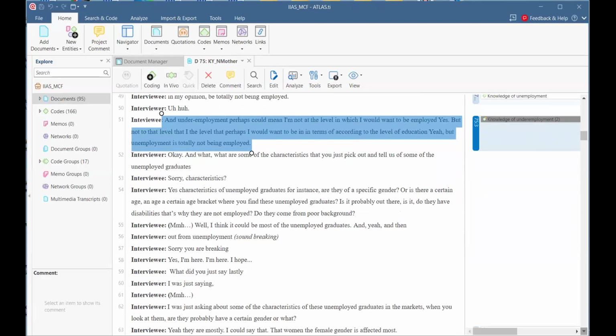Characteristics of unemployed graduates, for instance: are they of a specific gender, or is there a certain age bracket where you find these unemployed graduates? Do they have disabilities? Do they come from a poor background? The respondent says, well, I think it could be most of the unemployed graduates. So there was nothing to quote there, and it moves on.